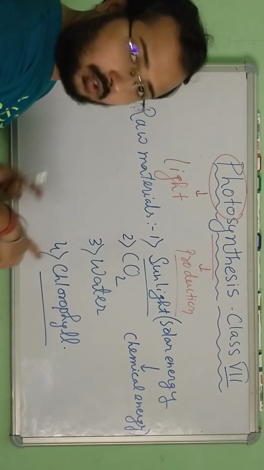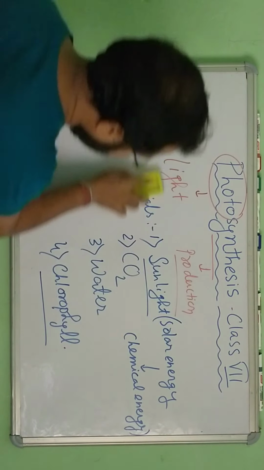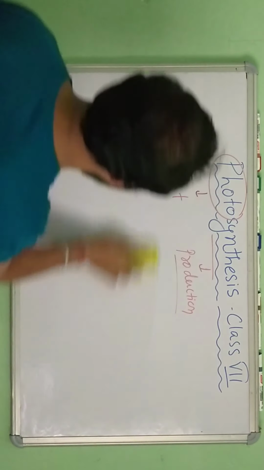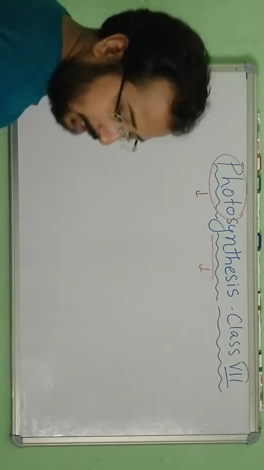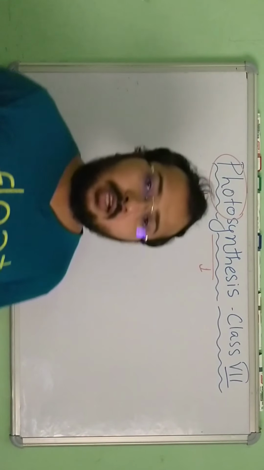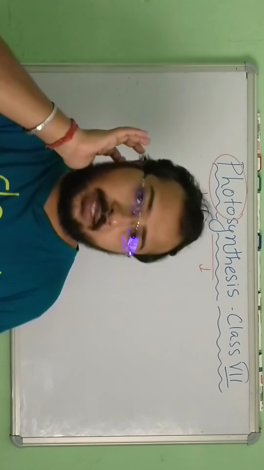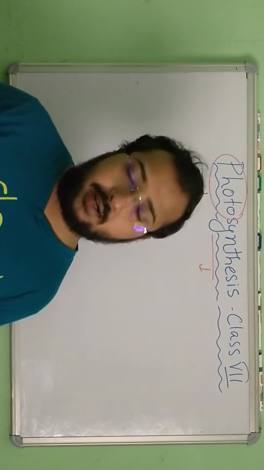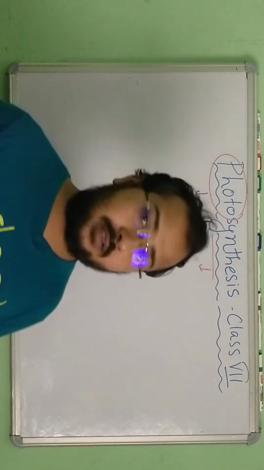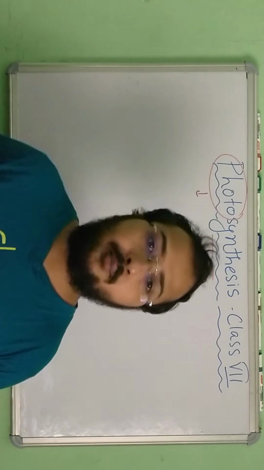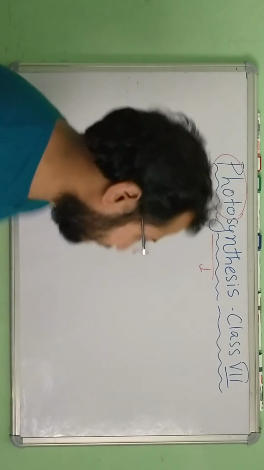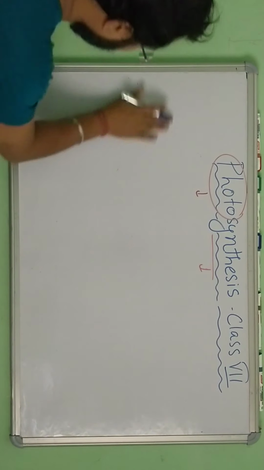This is very important to note down. Before writing the equation, remember there are 2 types of equation we can write: one is the word equation, one is the chemical equation. Understood? Word equation means we write the molecules involved in photosynthesis in words. I will be writing the names. Let me write it. Word equation, how to write?